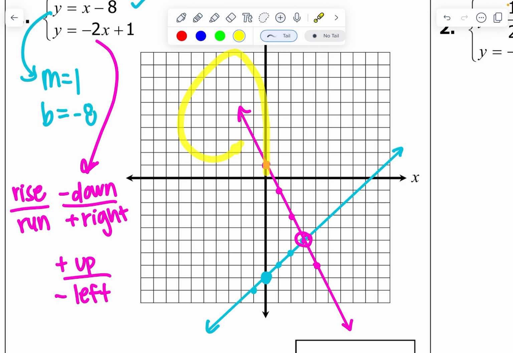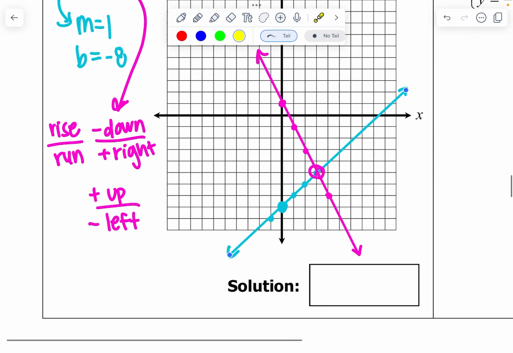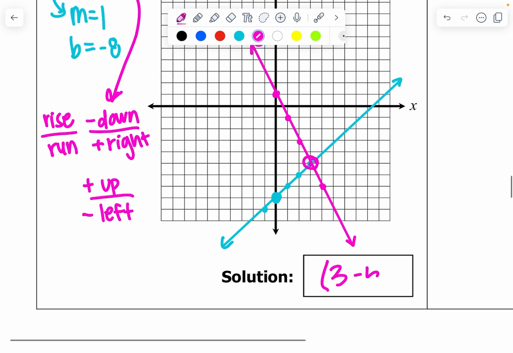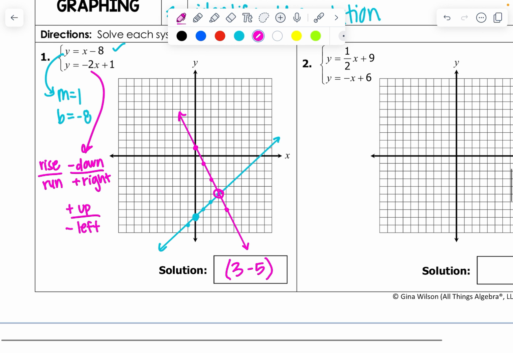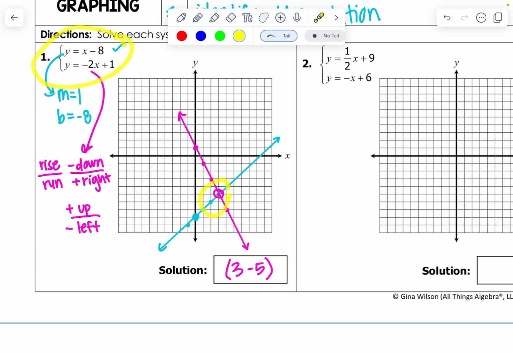Notice I didn't do that many over here. I don't really need those. I'm looking for what the solution is. So the solution is where they intersect. And for this line, that is at 1, 2, 3. So my x-coordinate is 3, and my y-coordinate is 1, 2, 3, 4, 5, -5. 3, -5 is a solution to this system. It's where the two lines share a point, essentially.